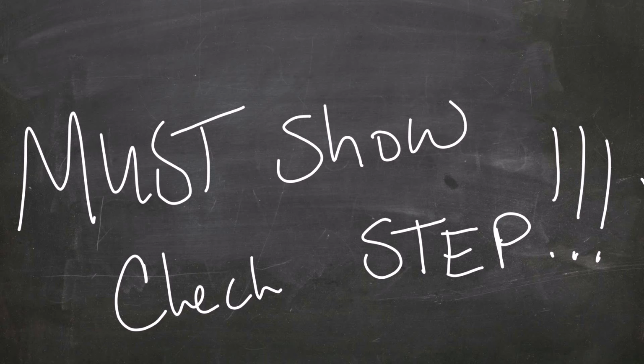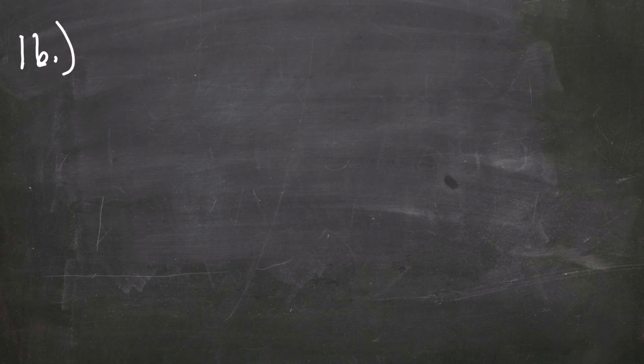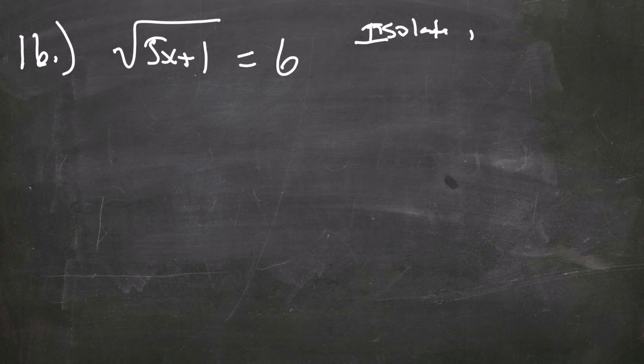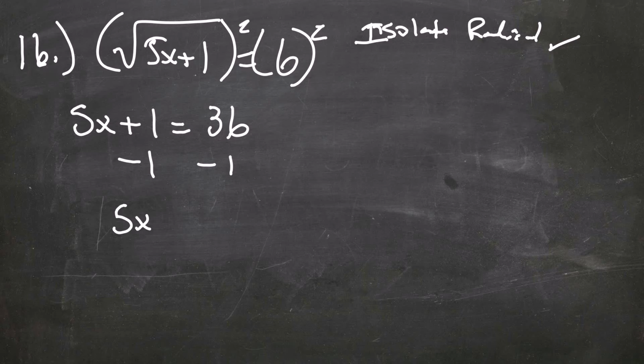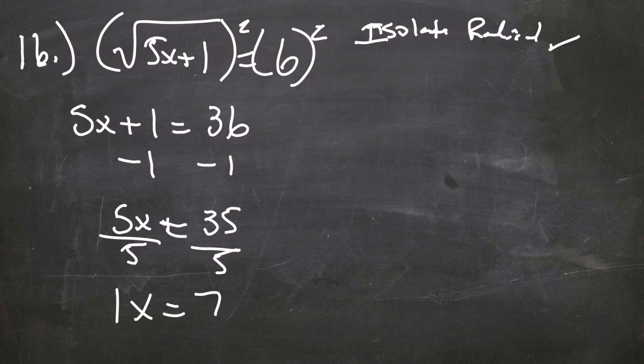So 16 is the square root of 5x plus 1 equals 6. Now, the radical is isolated. That's done. So I just square both sides to start. Now, the reason I know it's isolated is there's nobody outside of jail. So I have 5x plus 1 equals 36. I subtract 1 from both sides. I get 5x equals 35. Divide by 5. This is just PEMDAS backwards, guys. So I get x equals 7.